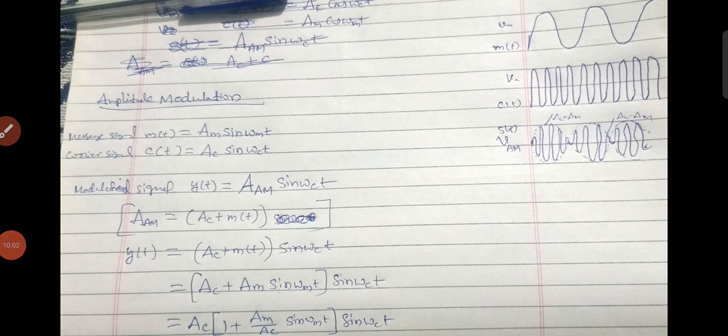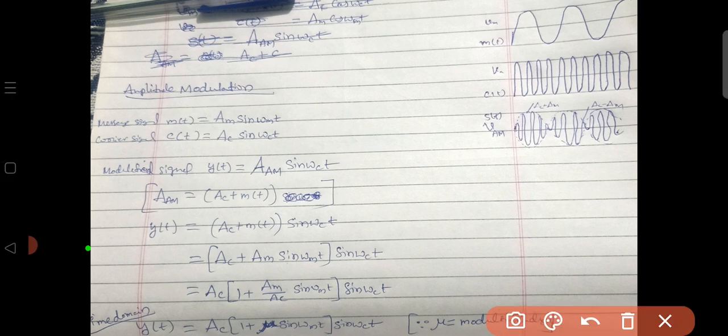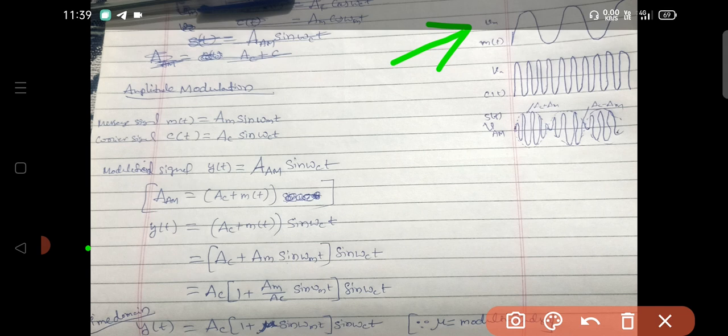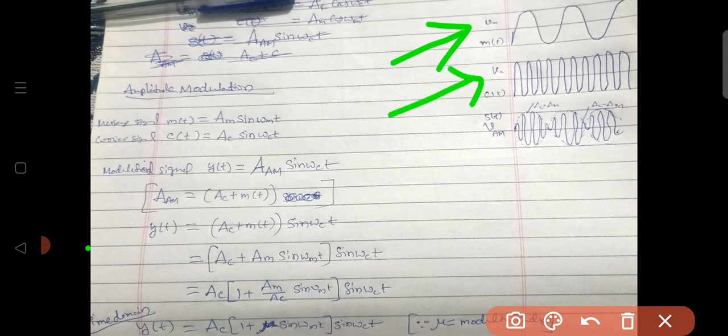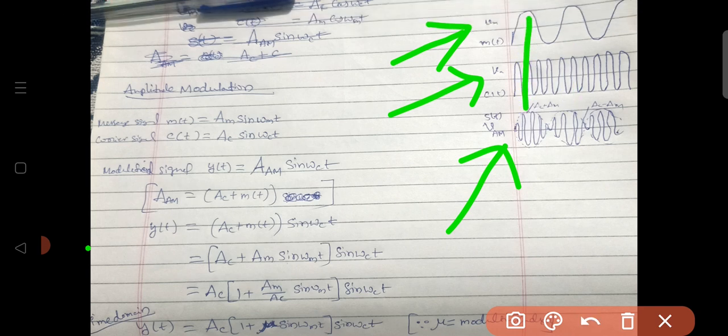Okay, this is the derivation of the amplitude modulation. Here clearly shown: the message signal Vm or M of t. This is the carrier signal C of t. This is the output of the message signal, where is the instantaneous variation of the message signal. Okay, here the AC plus AM and here the AC minus AM.